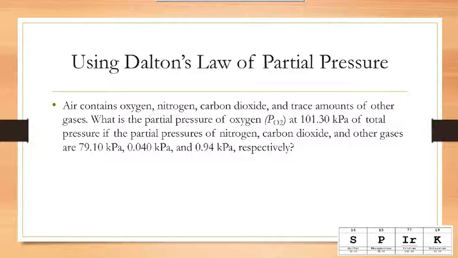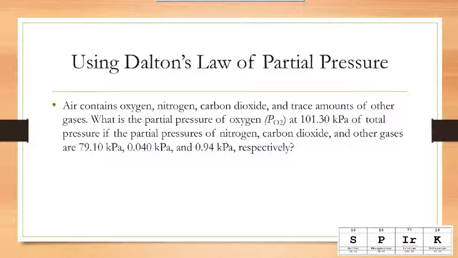So, using Dalton's law of partial pressures: air contains oxygen, nitrogen, carbon dioxide, and trace amounts of other gases. What is the partial pressure of oxygen at 101.30 kPa of total pressure if the partial pressures of nitrogen, carbon dioxide, and other gases are 79.10, 0.040, and 0.94 kilopascals respectively?